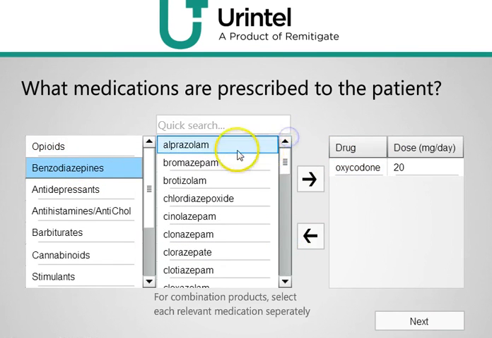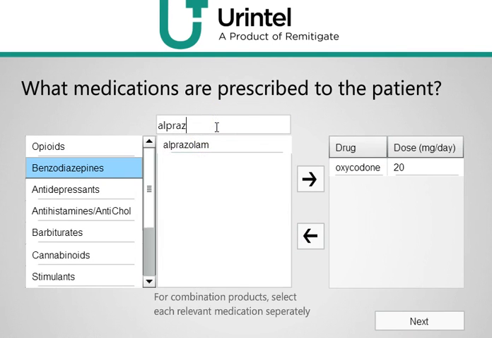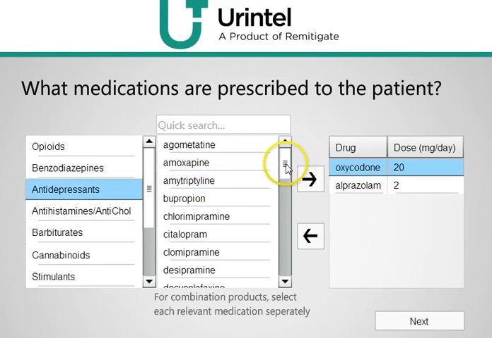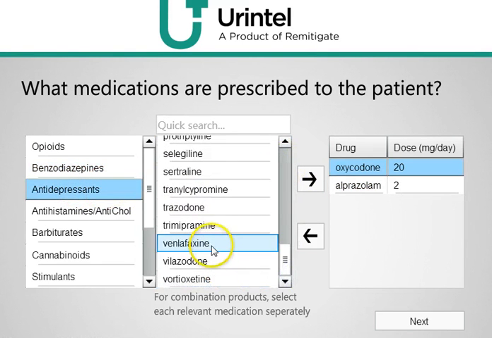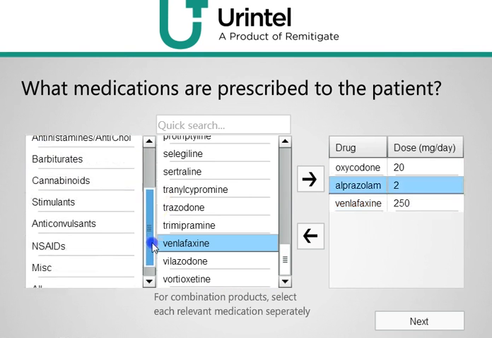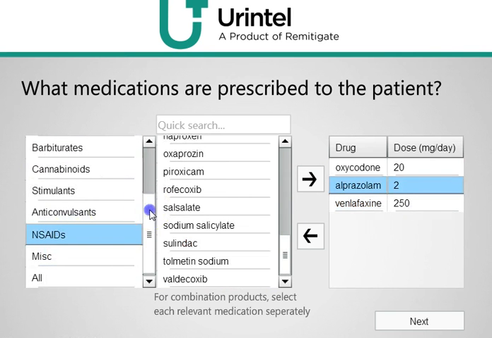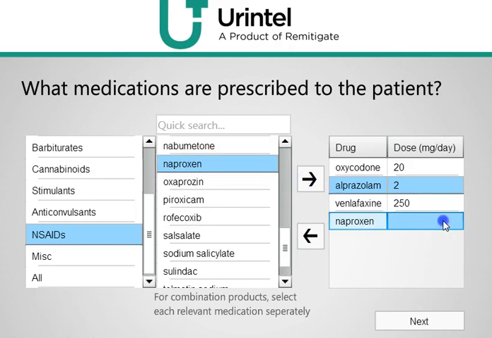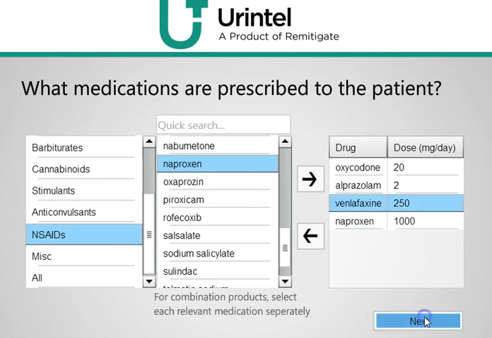Benzodiazepines, you could select, for example, alprazolam, but just to show you, in this particular case, we will type it in. The patient's on alprazolam, 2 milligrams per day. Antidepressants, the patient is on venlafaxine, also known as Effexor. The patient is receiving 250 milligrams per day. And finally, the patient is also on an NSAID. In this particular case, the patient is on naproxen, and the dose for the day is 1,000 milligrams. Then you click the next screen.